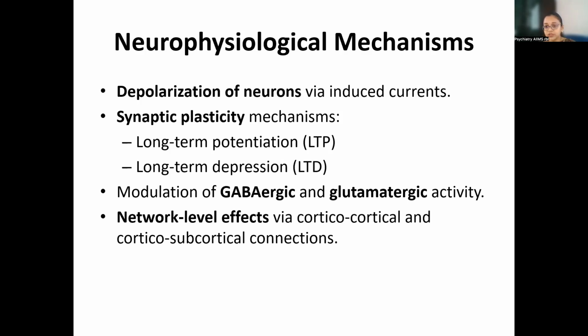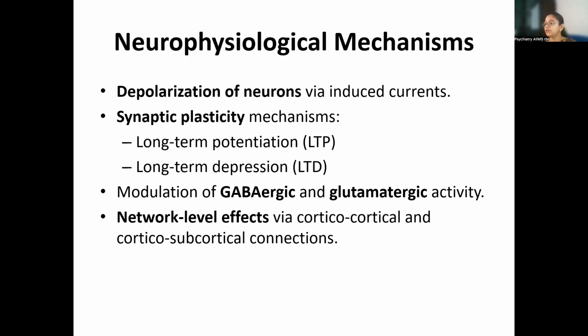Coming on to the neurophysiological mechanisms, it is a depolarization of the neurons via the induced currents, which is the primary mechanism. Also, it is proposed that there is synaptic plasticity in our cortical structures, which helps in the long-term changes which happen in the brain. So this is mediated by long-term potentiation or long-term depression of the cortical areas. And for this, we use high frequency and low frequency TMS. Also, it is postulated there is a modulation of GABAergic and glutamatergic activity in the brain.